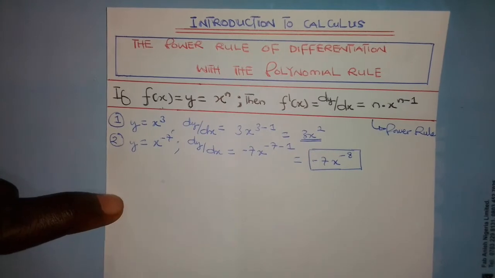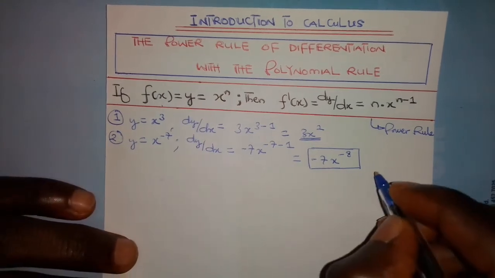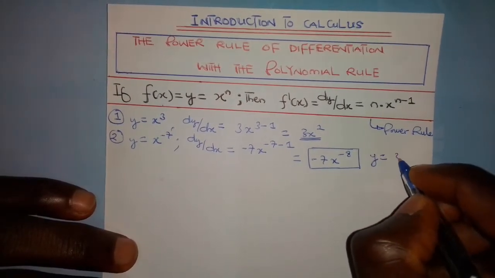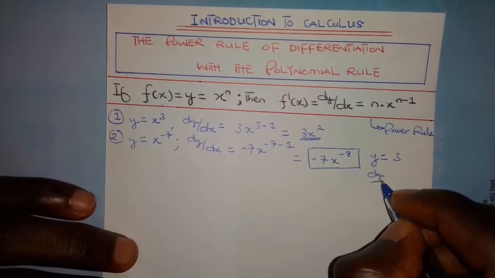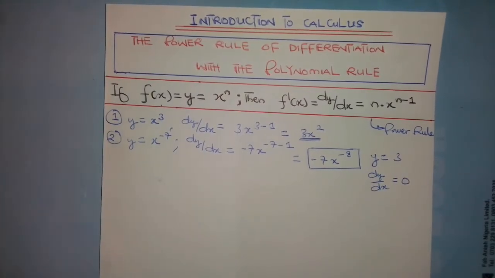Now, before we go on, I want you to realize that actually the derivative of a constant is 0. So if I had y is equal to 3 and I was to find dy dx, dy dx is actually 0. Every constant differentiates to 0. 0 is also a constant, so if you were to differentiate 0, the answer is still 0. So any number you were to differentiate, if that number is on its own, that is, it's not attached to any variable, then the derivative of that constant is 0.